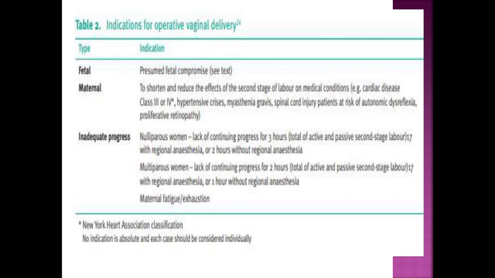The indications for operative vaginal delivery are either fetal, maternal, or inadequate progress of labor. The main indication in the fetal part is the presumed fetal compromise, to decrease the time of delivery. The maternal indications are to shorten and reduce the effects of the second stage of labor on medical conditions such as cardiac, hypertensive, myotonia, spinal cord injuries, and others.